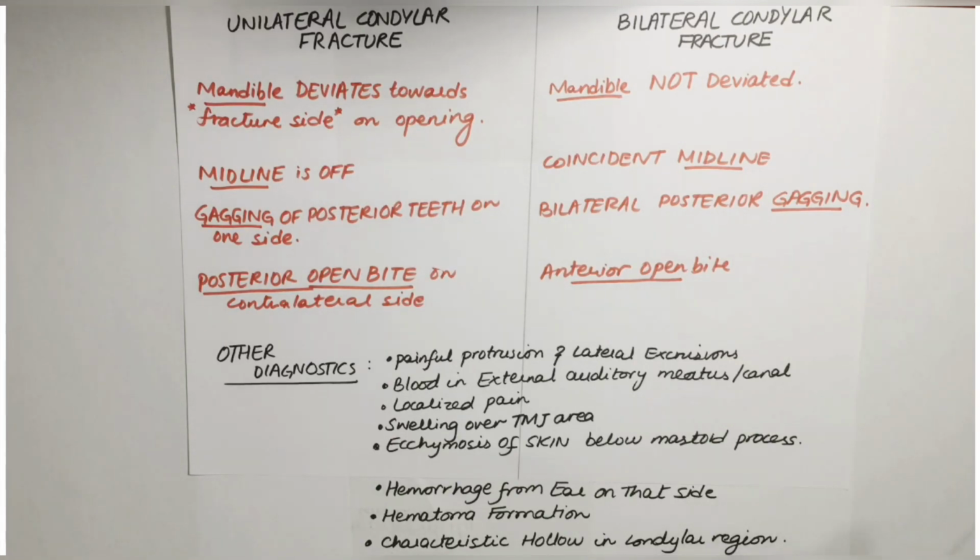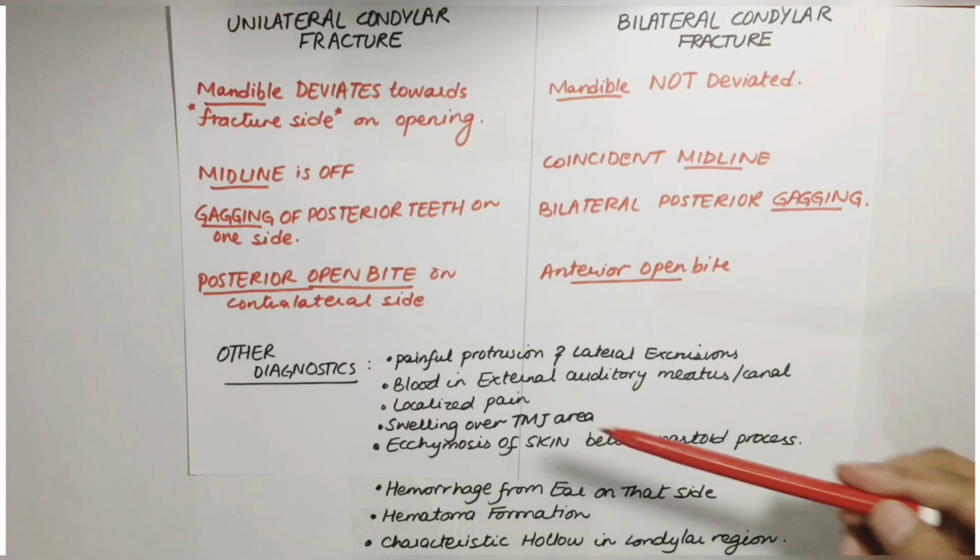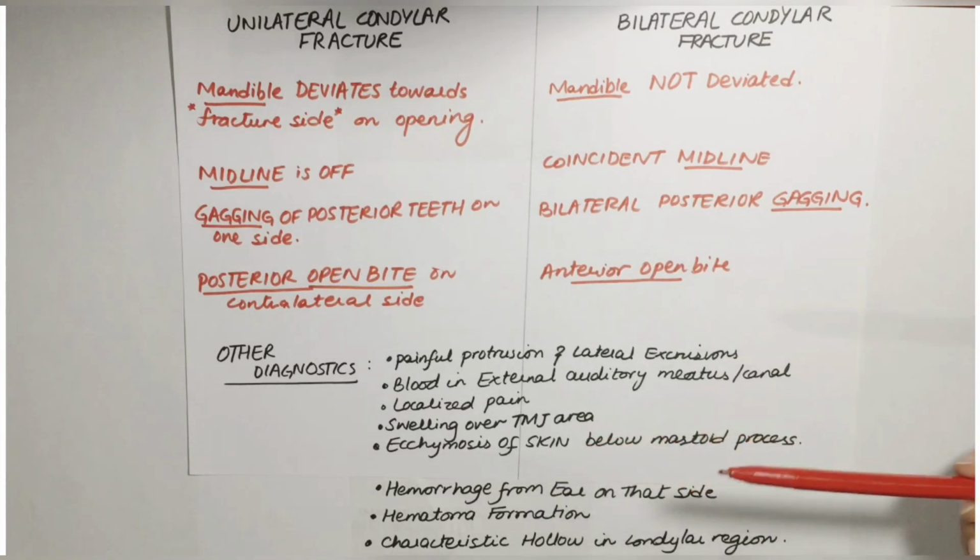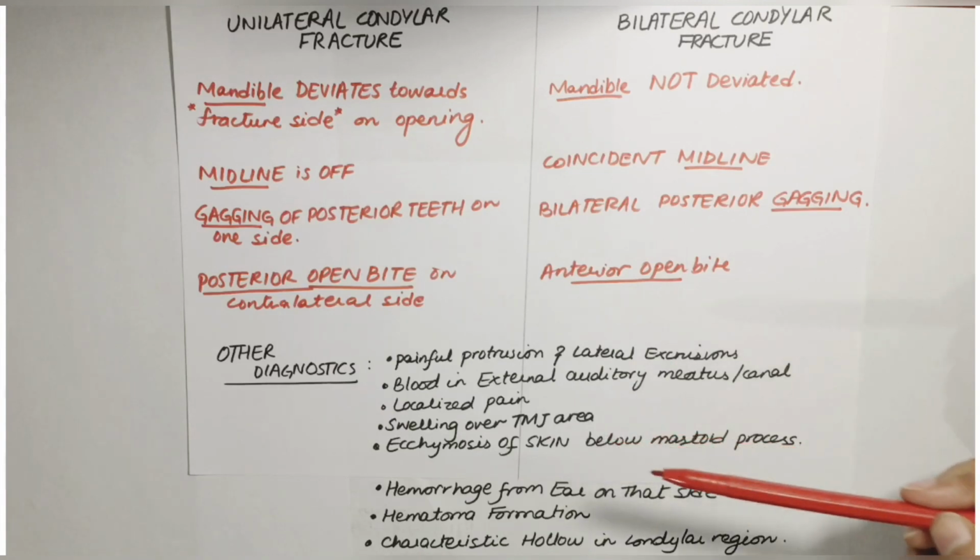Posterior open bite occurs in the case of unilateral fractures. On the contralateral side, if there is gagging on one side, there will be posterior open bite on the other side. In bilateral condylar fracture, when there is gagging with premature contacts on both sides of the posterior teeth, both sides of molars, then there will be anterior open bite.